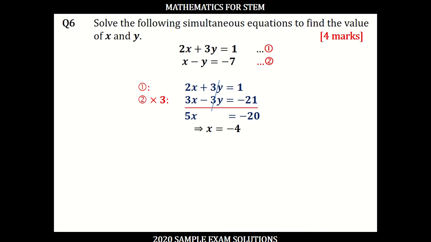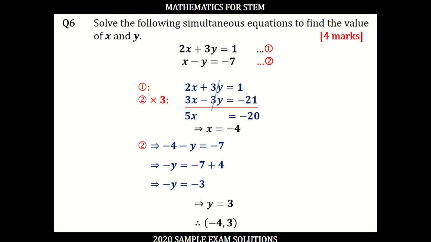Now we can sub x equals minus 4 into either equation number 1 or equation number 2. If we use equation number 2 and replace this x with a minus 4, you get minus 4 minus y equals a minus 7. This is a minus 4 on this side. If you bring it over, it becomes a plus 4. Now minus 7 plus 4 is a minus 3. So minus y equals minus 3. If you change the signs on both sides, this means y then equals a plus 3. So your x is minus 4 and your y equals 3. And if you want, you can represent your answer as a coordinate where your x is minus 4 and your y equals 3.